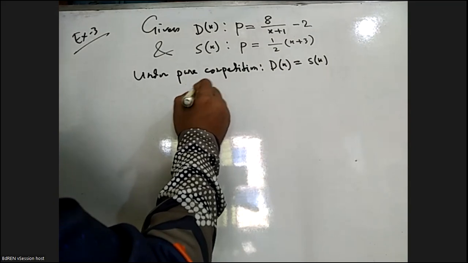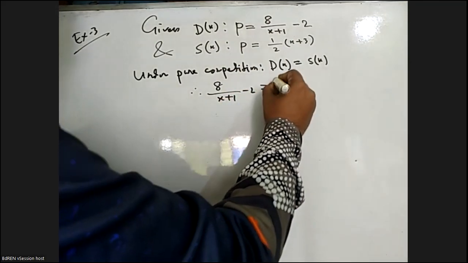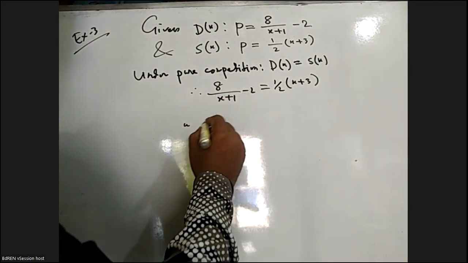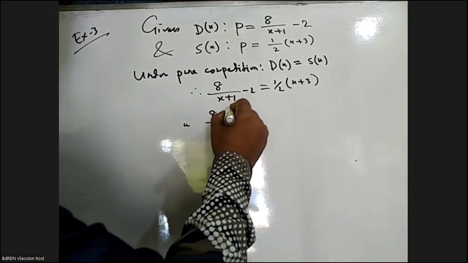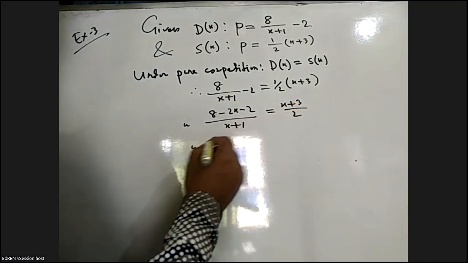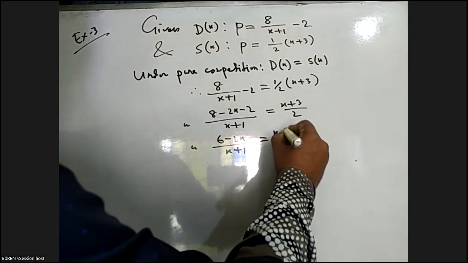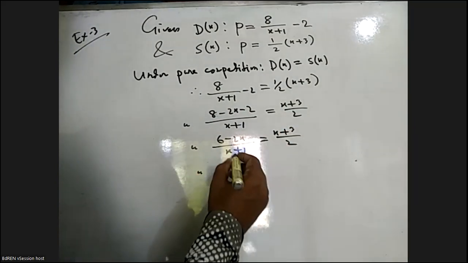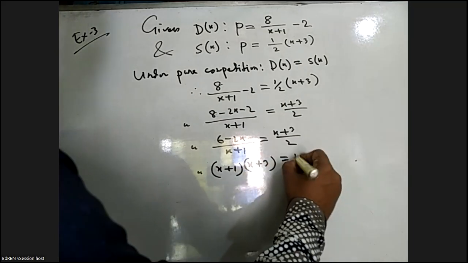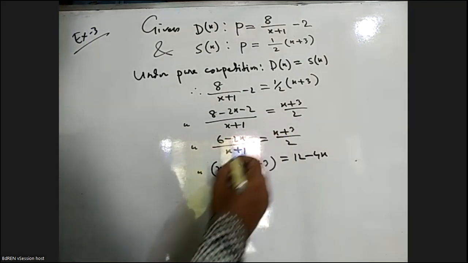So for the quantity, we can write 8 divided by x plus 1 minus 2 equals to half x plus 3. Taking the LCM, 8 minus twice x minus 2 over x plus 1 equals x plus 3 divided by 2, or we get 6 minus twice x divided by x plus 1 equals x plus 3 divided by 2, or x plus 1 into x plus 3 equals to 12 minus 4x, by cross multiplication.